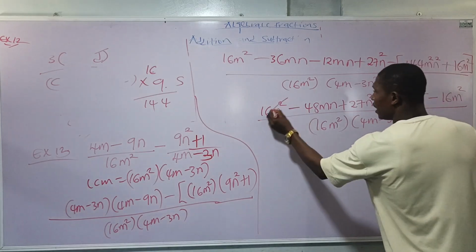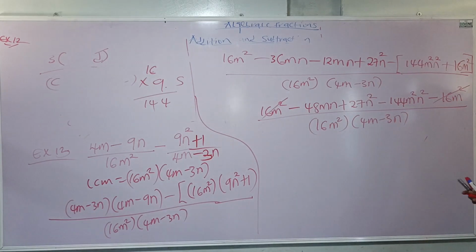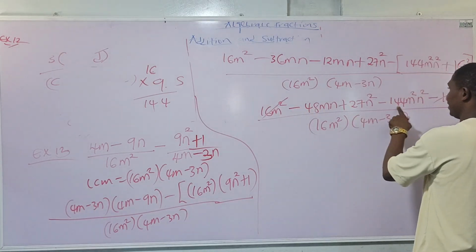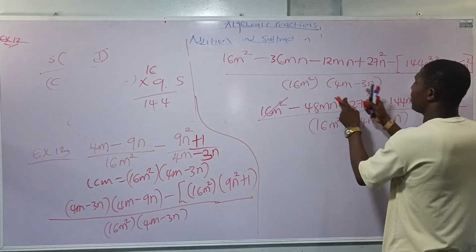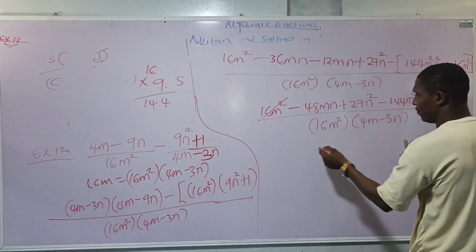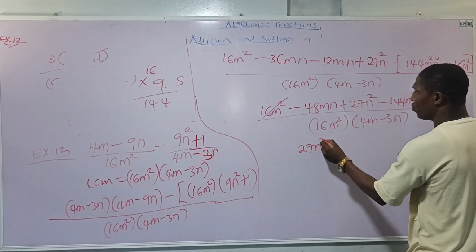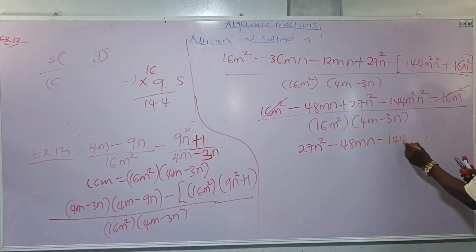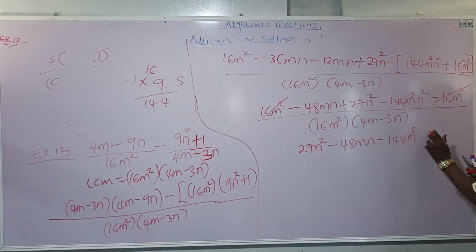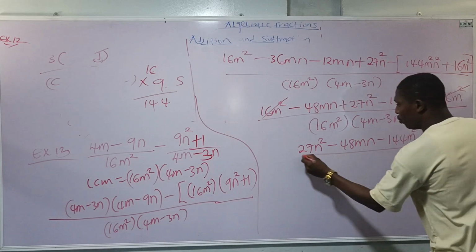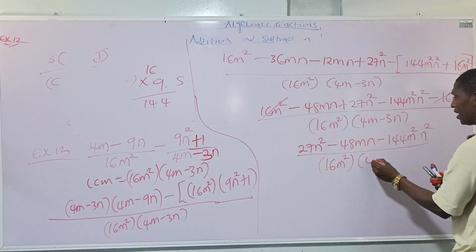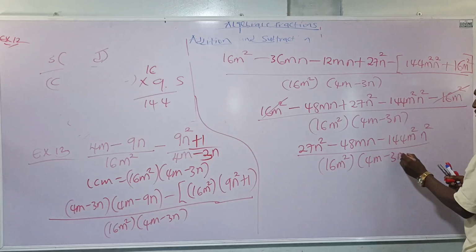Now we see that 16m square is common. They can cancel out. 16m square minus 16m square gives you 0. So I'm left with this, and this, 3 terms. So I'll prefer my 27 come first since it's positive. So I have 27n square minus 48mn minus 144 m square n square all over my XCM 16m square in bracket 4m minus what? 3n.